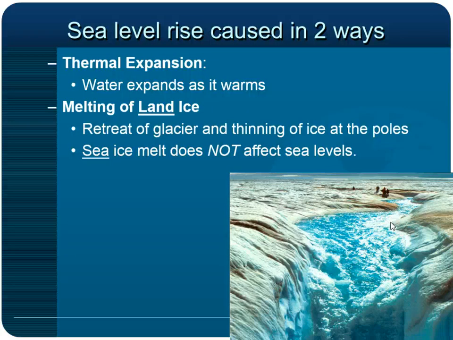Okay, so sea level rise we know is caused in two ways. Thermal expansion, we've already talked about, and melting of land ice. Sea ice melt does not affect sea levels, it affects temperature, and that has to do with albedo. But it's the land ice that is going to raise the sea level itself.